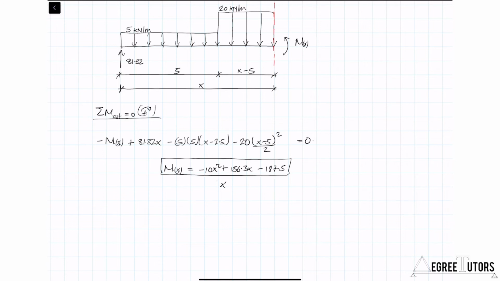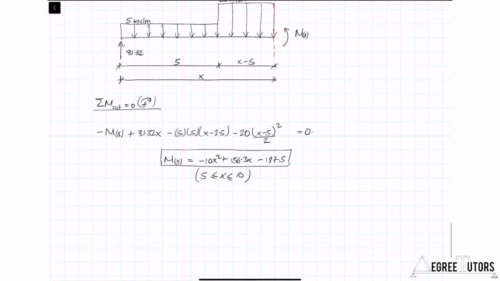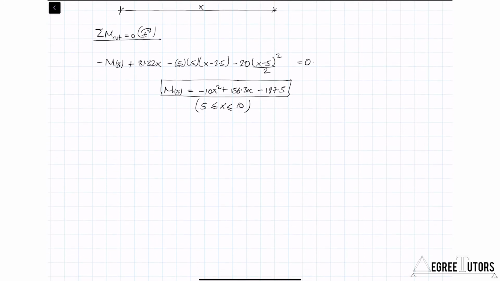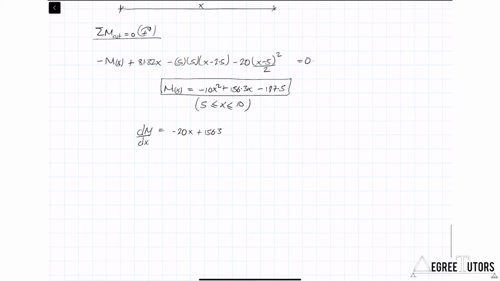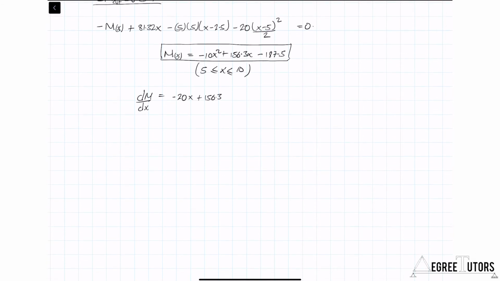And again, let's just confirm that that is for x values greater than or equal to 5 and less than or equal to 10. And now what we want to do is differentiate that to get the slope. So the differential of that expression, dM/dx, is going to be minus 20 times x plus 156.3. Now we're going to let that slope equal to 0 and solve for x.